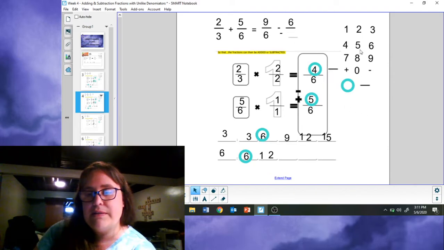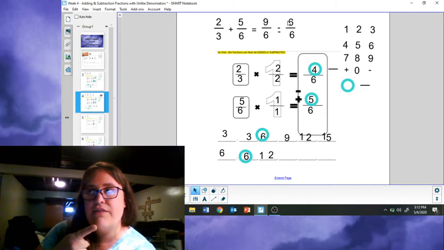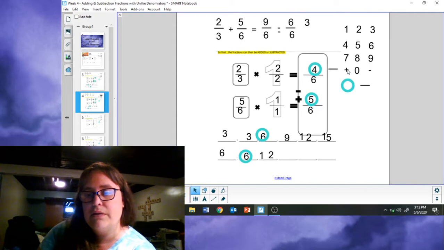Oops, wrong one, Mrs. Spitzley. 6 over 6 makes 1 whole. And then how many pieces would I have left over? Because I had 6, 7, 8, 9, 3 more pieces. Get my plus sign in there. So I'd have 3 more pieces left. Boy, it's not wanting to work with me today.